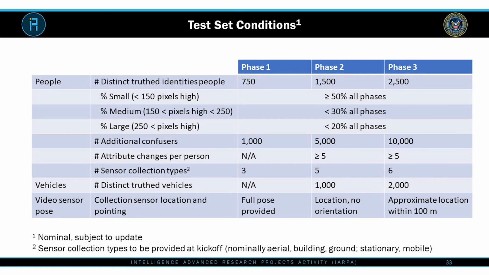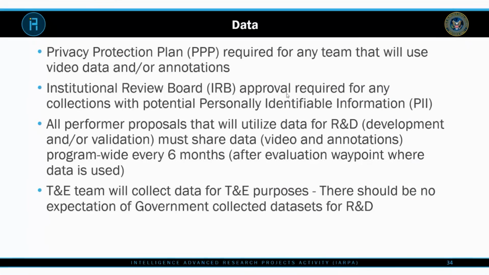The sensor collection types will increase throughout the phases, where we'll start with 3 different types of sensor collections in phase 1 and bring in more types throughout the phases. And for vehicles, there will be increases throughout the phases once it starts being an objective in phase 2. For video sensor pose, we already mentioned that the amount of pose that is provided to the systems will be reduced as the phases progress.